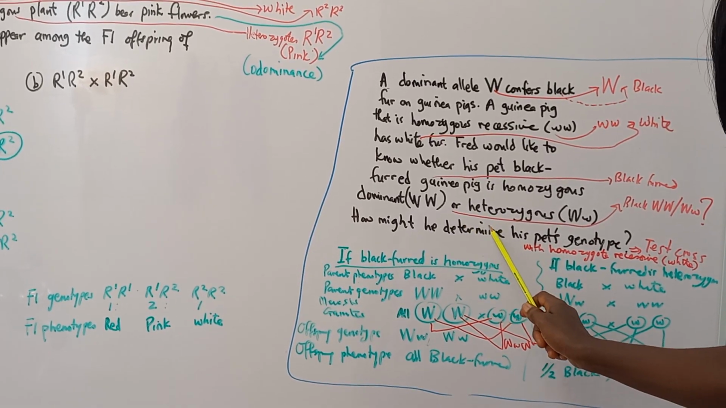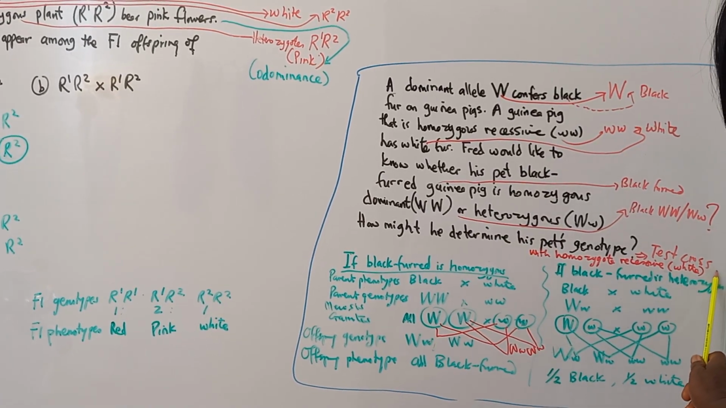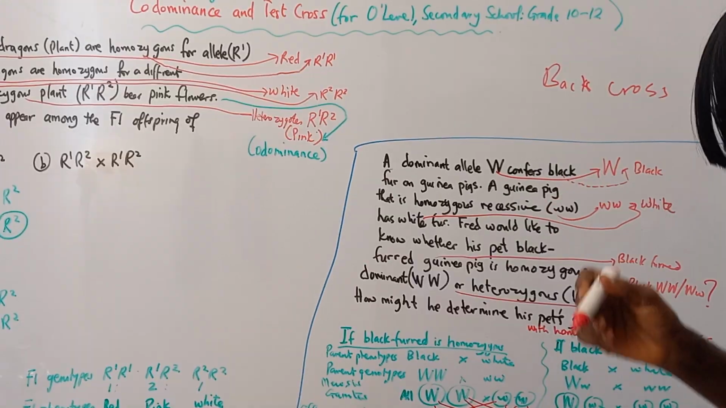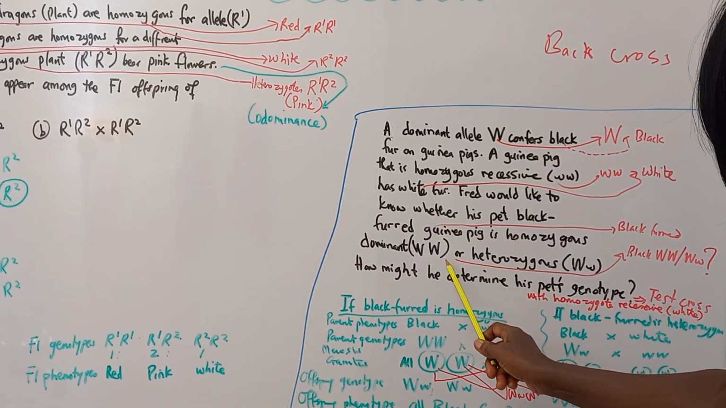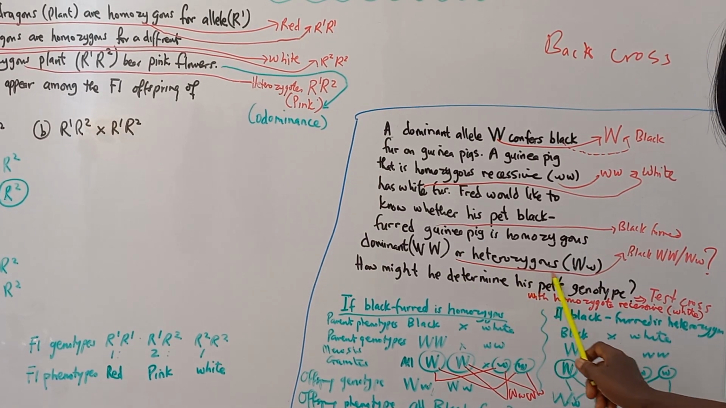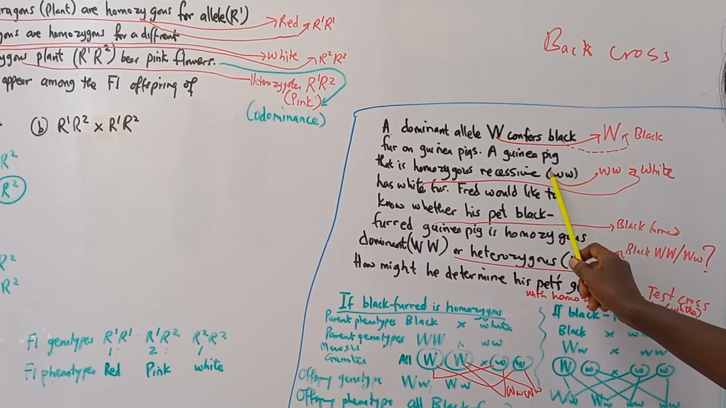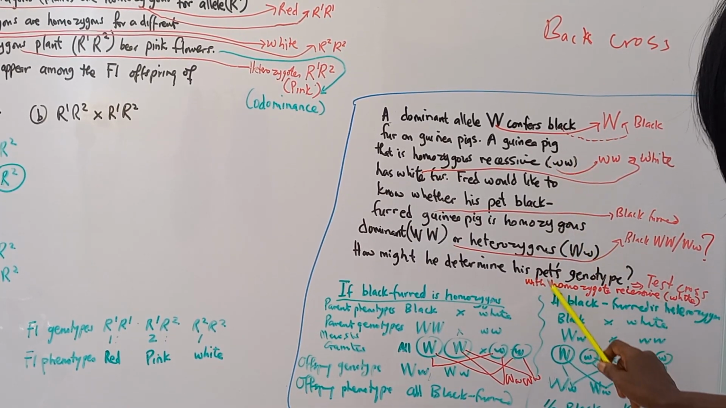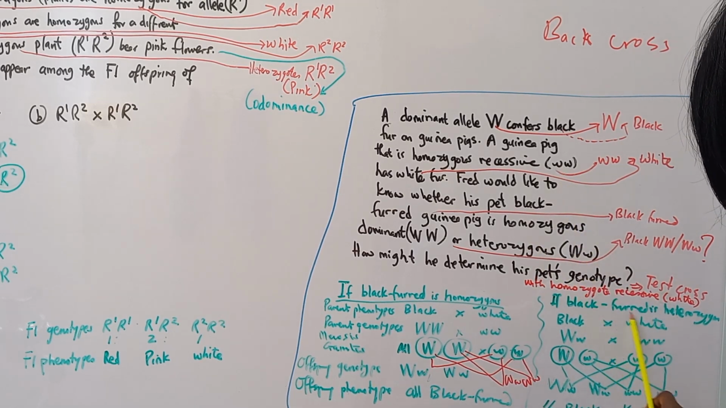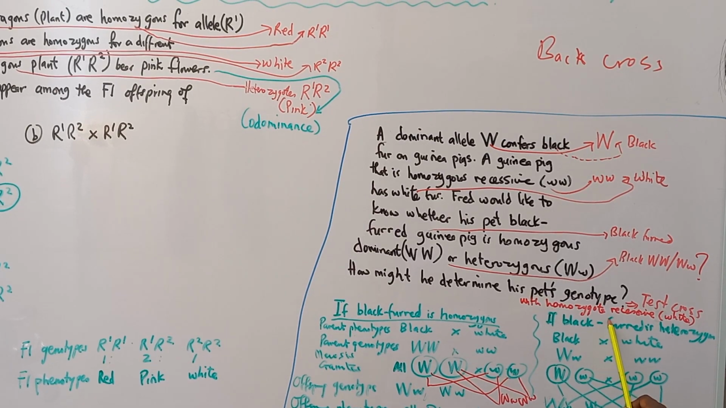So what he can do is a test cross, and a test cross can also be known as a back cross. What that means is that he only has to cross his pet whose genotype he doesn't know with one of the parents, and that is the homozygous recessive parent. And so it's like going to cross with one of the parents. So it can also be regarded as a back cross.